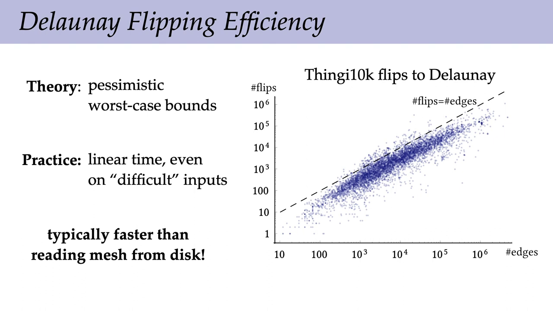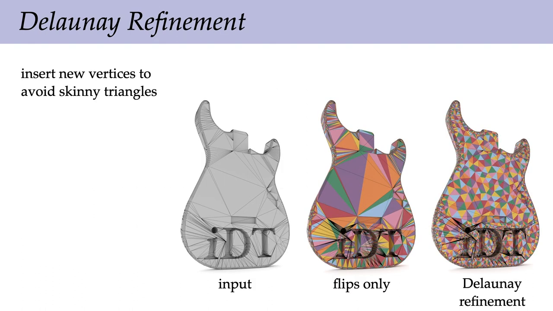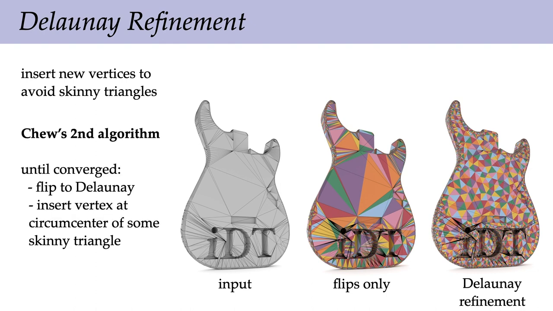But we can also push it farther than Delaunay edge flips, and in particular, we can perform intrinsic Delaunay refinement. And the key idea here is to insert new vertices to avoid skinny triangles in the triangulation, or to achieve some desired vertex distribution. The algorithm here is once again an algorithm from planar geometry known as Chew's second algorithm, where we simply alternate between flipping the triangulation to be Delaunay and then inserting a vertex at the circumcenter of some skinny triangle, or a triangle which is larger than we want it to be.